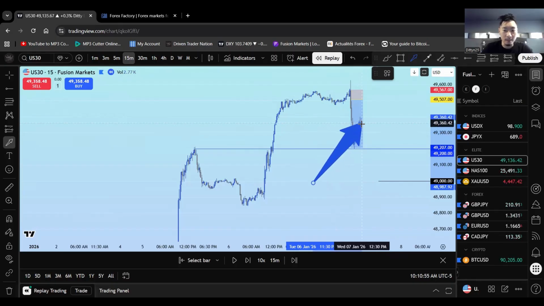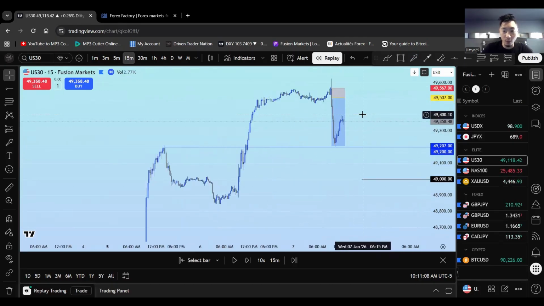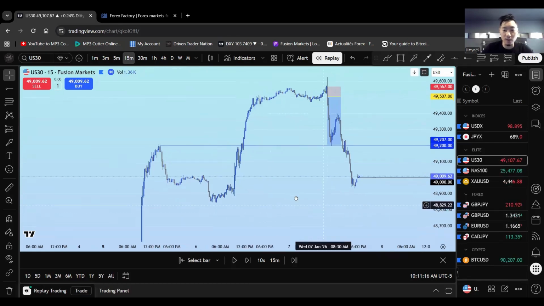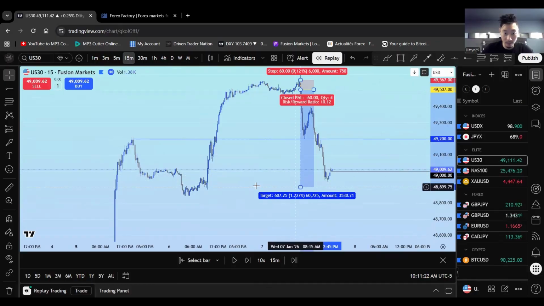And then I took some position out, and I was looking for that bearish momentum to continue to the downside, right? So we did react at 49,400, and then boom. My second TP that I took on this trade was at 6,000 pips here.